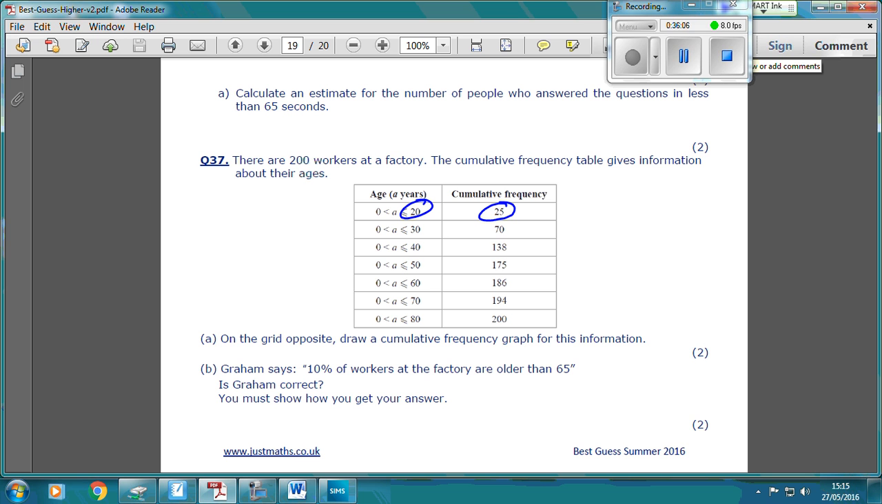So we always put the cumulative frequency in a circle, and we also circle the upper boundary. So 138 and 40. Now I'm going to write them over here so I can plot them in a second. So 20, 30, 40, 50, 60, 70, and 80. That's 25, 70, 138, 175, 186, 194, and 200.